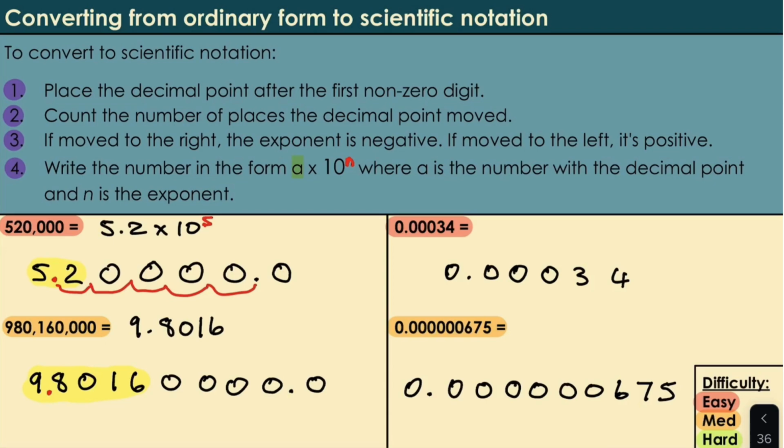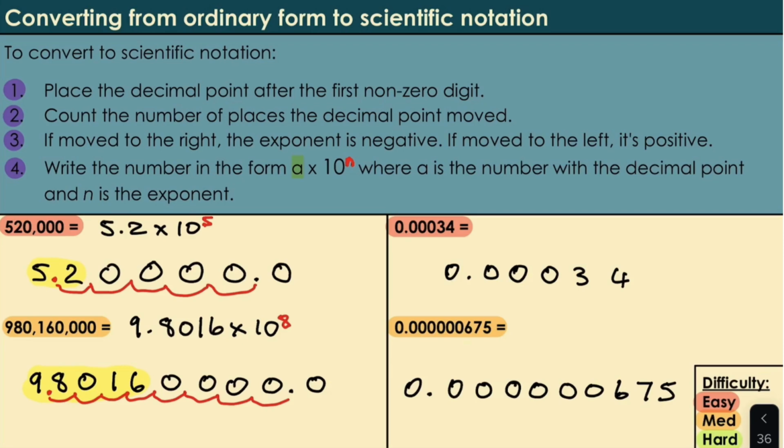Now I need to work out the power component. How many places has the decimal point moved? 1, 2, 3, 4, 5, 6, 7, 8. So it is base 10 to the positive 8. Here's my final answer. Next number.